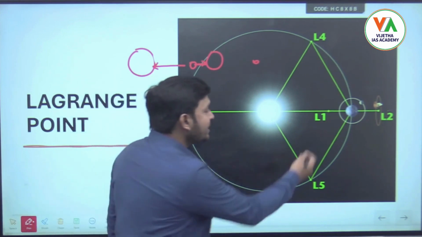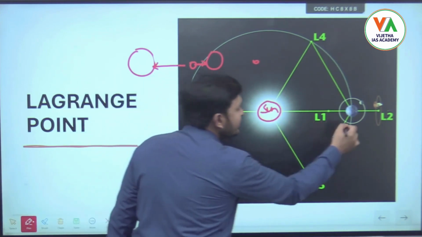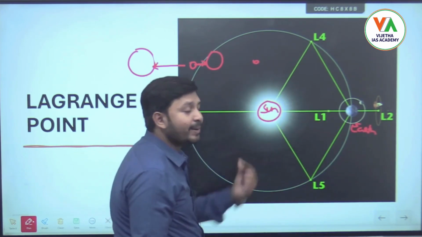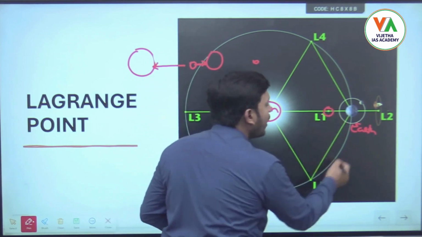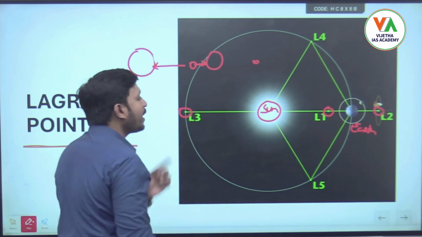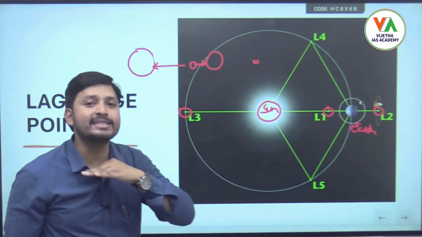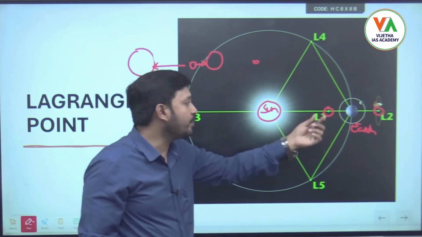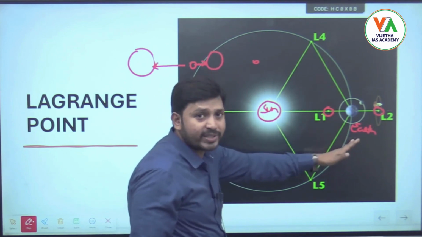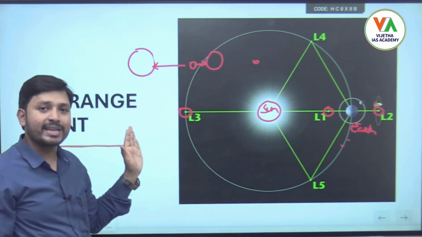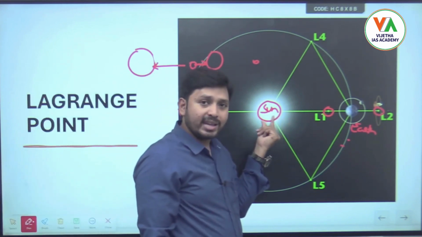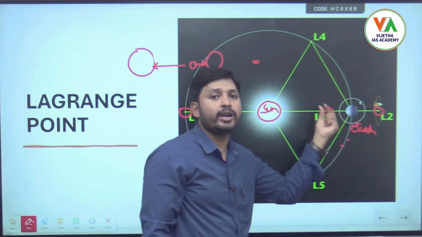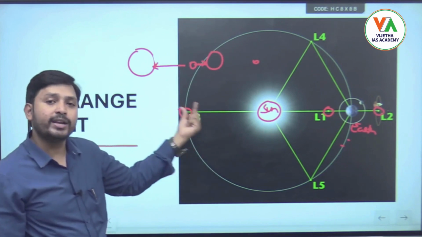If you see the Sun and the Earth system, this is the L1 Lagrangian point, this is the L2 point, and this is the L3 point. All of L1, L2, L3 are on the same line or the same plane. L1 is located between the Sun and Earth, L2 is located on the other side of the Earth, and L3 is located on the other side of the Sun.